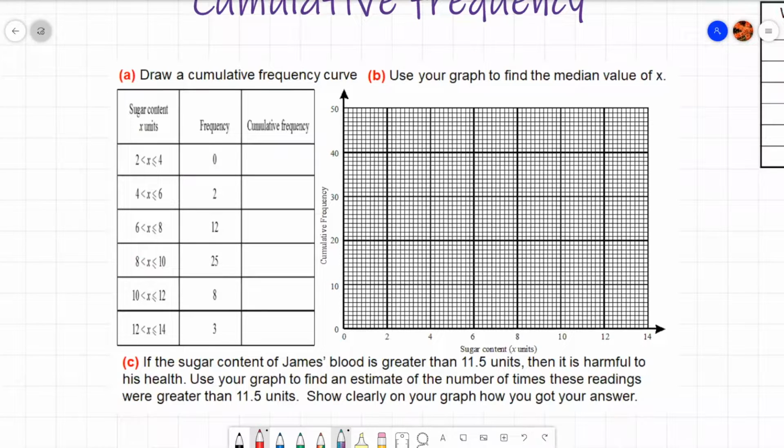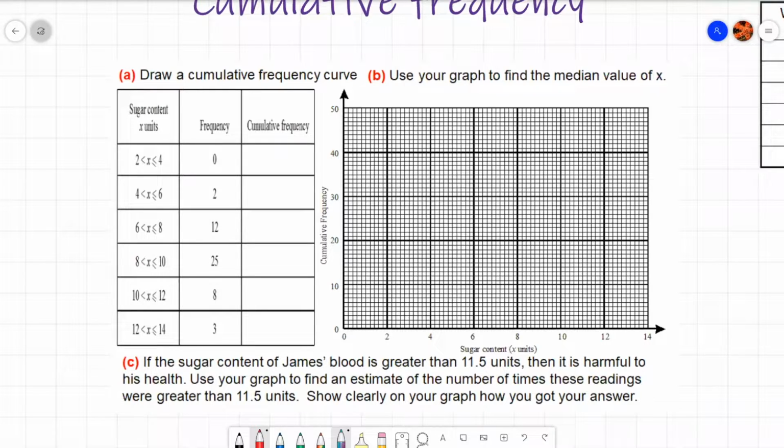So sugar contents between 2 to 4 was 0 times, between 4 to 6 was 2 times, between 6 to 8 was 12 times, between 8 to 10 was 25 times, 10 to 12, 8 times, and 12 to 14, 3 times. Okay, so let's draw the cumulative frequency first.